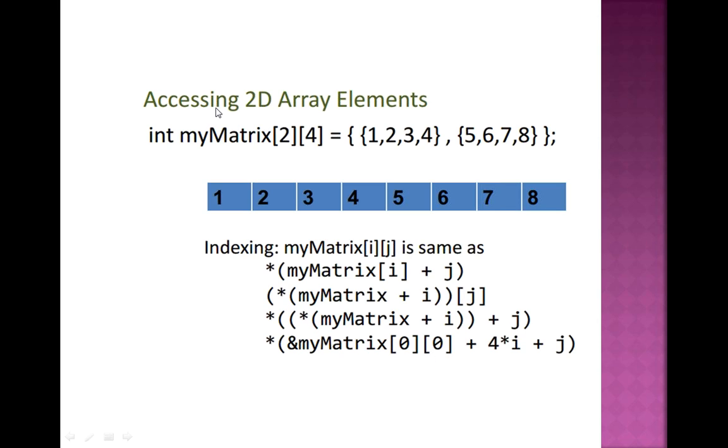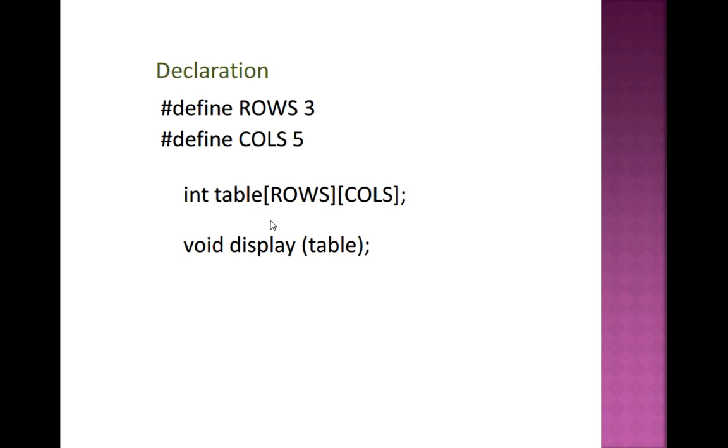Then we also discussed how we can access the 2D array elements. This is int my matrix 2, 4, that is 2 rows and 4 columns. Then 1, 2, 3, 4, 5, 6, 7, 8. These are 8 numbers that start from 1 and end with 8.